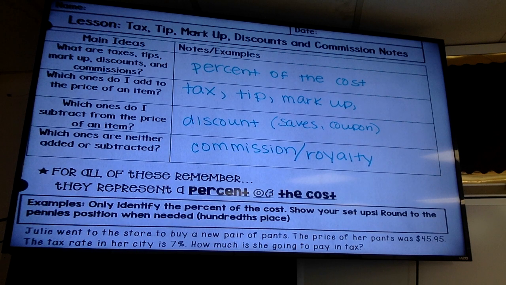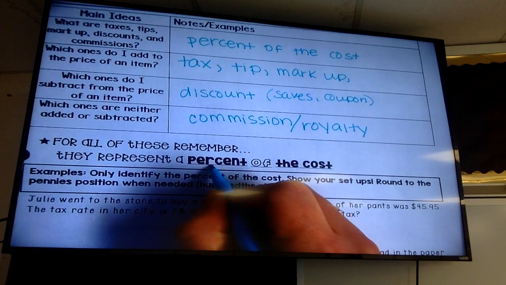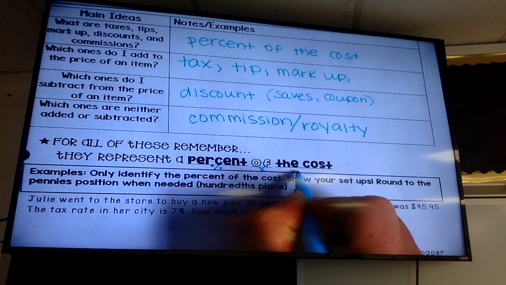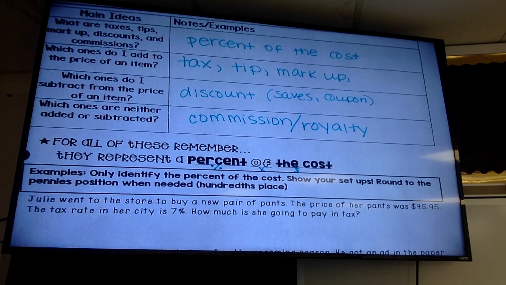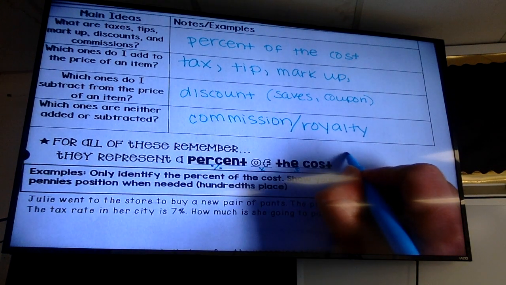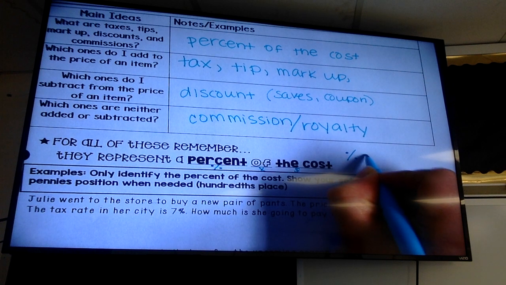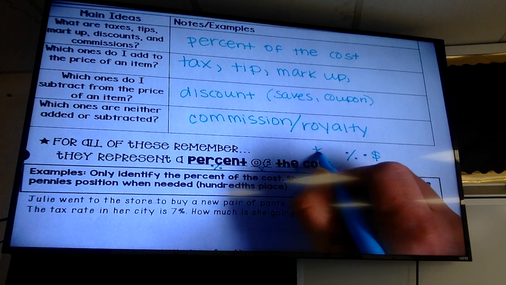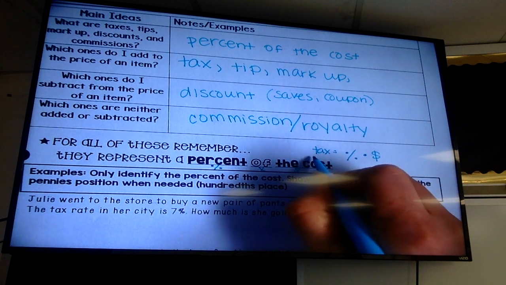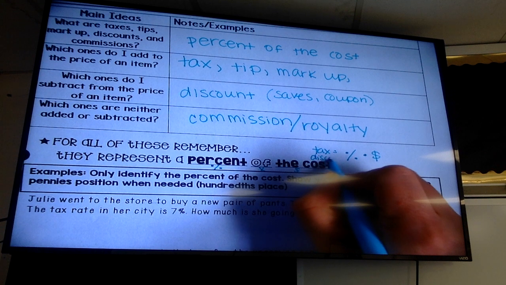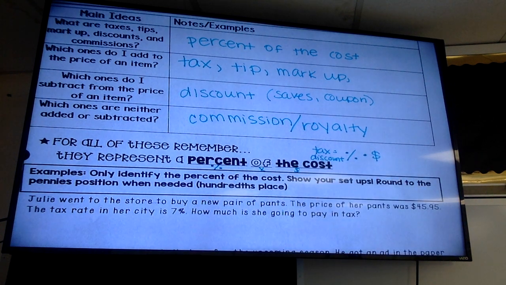For all of these, again, remember that every single one of them represents a percent of the cost. It tells us mathematically what I'm going to do. Again, I'm going to write it up here: a percent of the cost. So tax is a percent of the cost. A discount is a percent of the cost. A markup is a percent of the cost. A commission is a percent of the cost. Everything here is a percent of the cost. You find the same thing the same way every time.